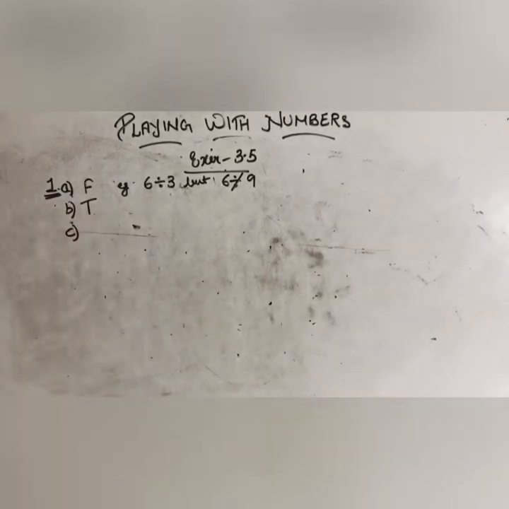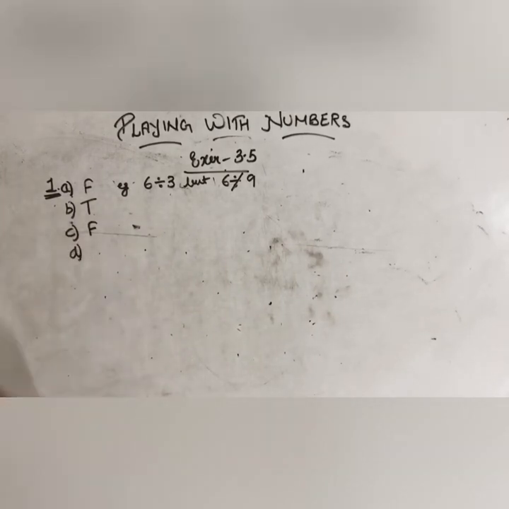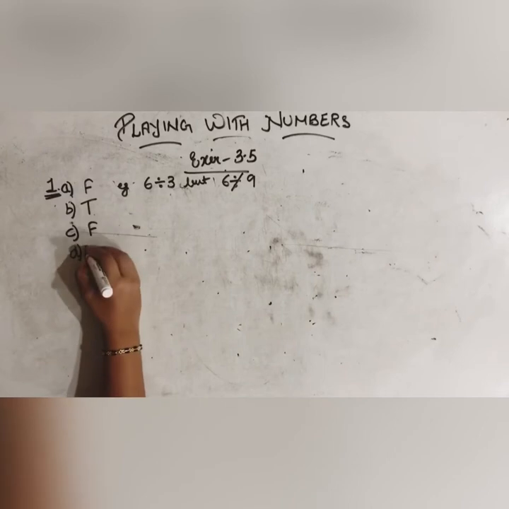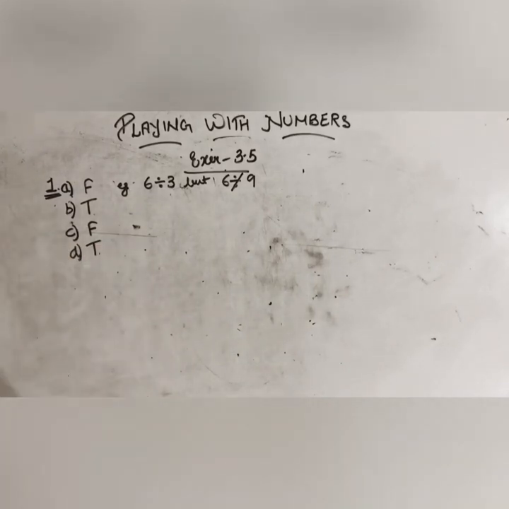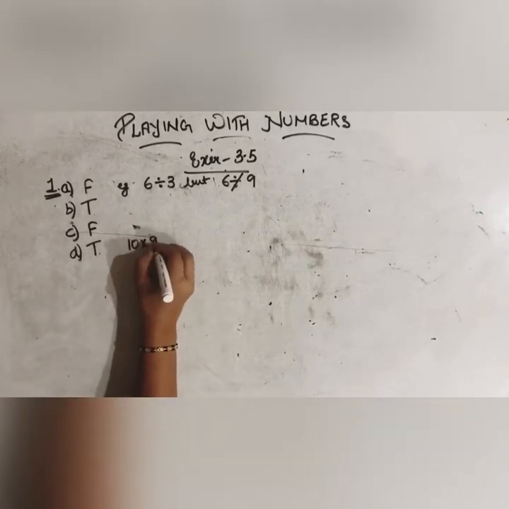C part: A number is divisible by 18 if it is divisible by both 3 and 6. False. D part: If a number is divisible by 9 and 10 both, then it must be divisible by 90. True. If a number is divisible by 10 and 9, then it will also be divisible by their product, that is 10 into 9.